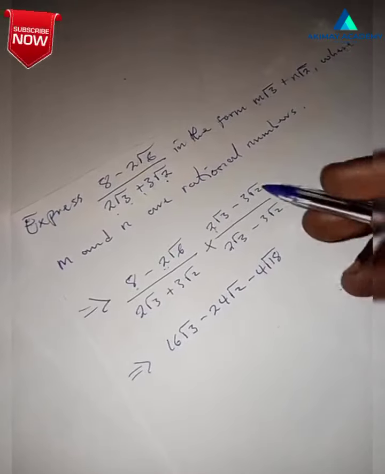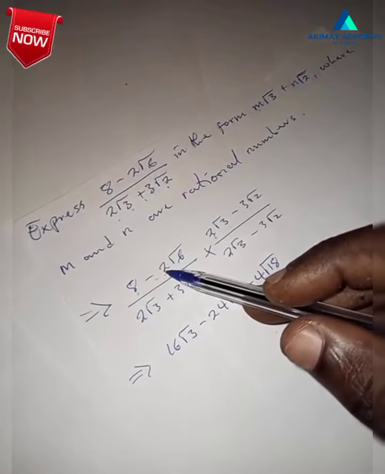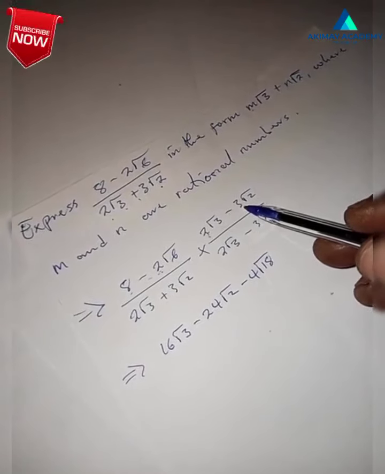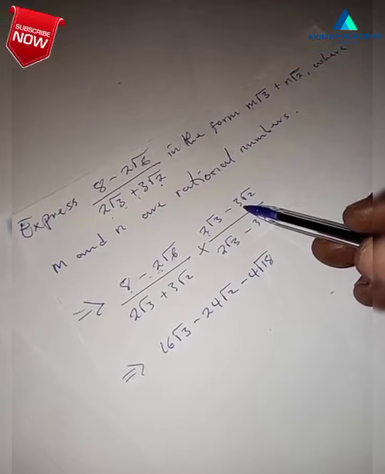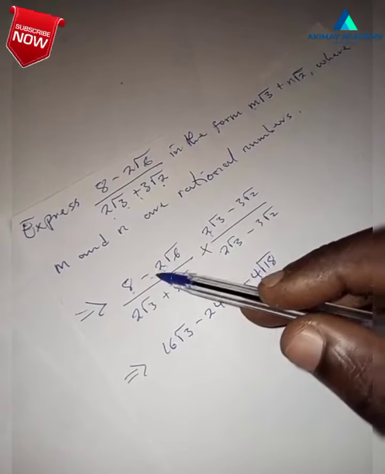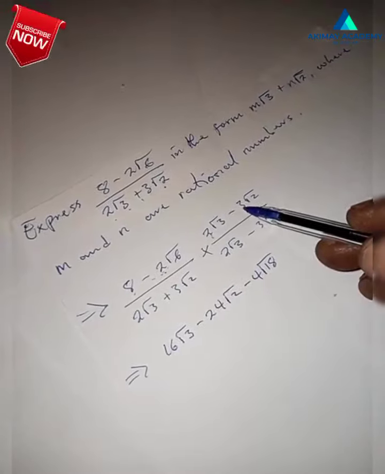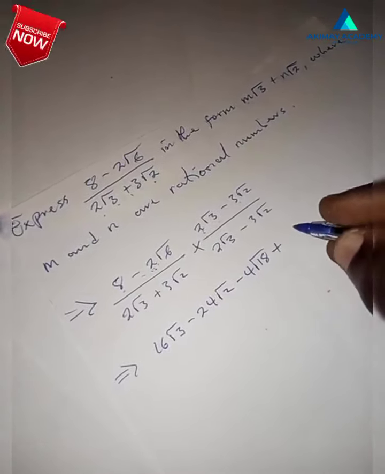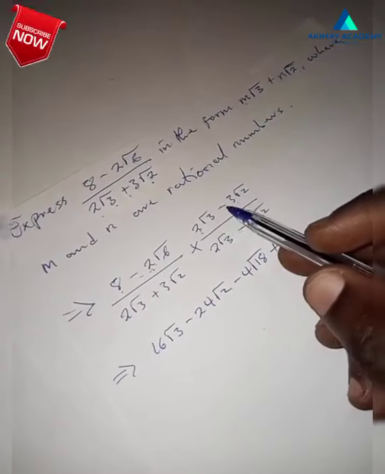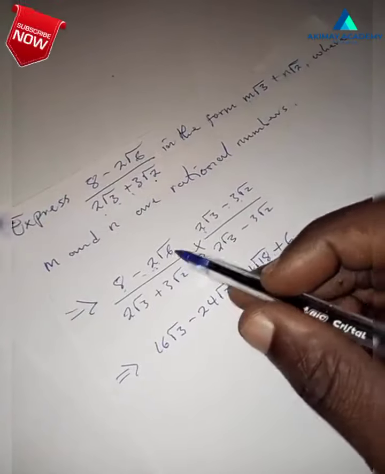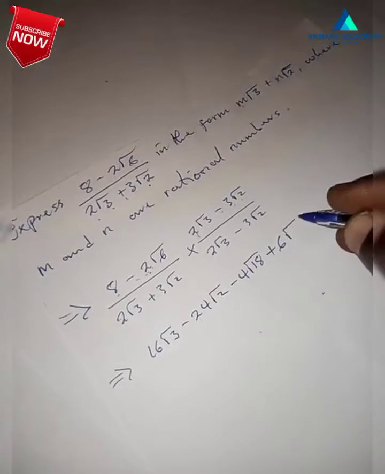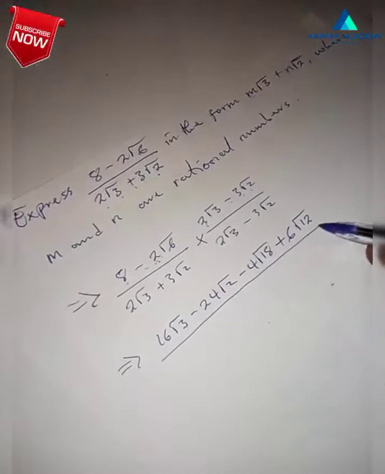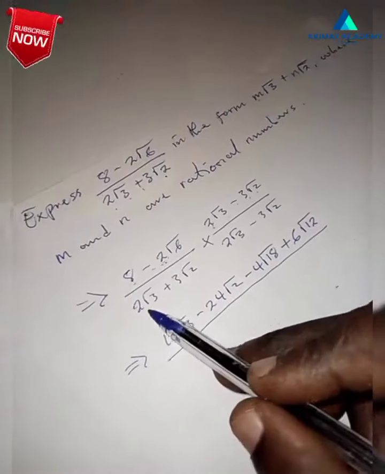Then minus 2 root 6 times minus 3 root 2. So we have minus 2 times minus 3, which will give us positive 6, because negative times negative should give us positive. Then root 6 times root 2 should give us root 12. Okay, everything over, let's come to the denominator.